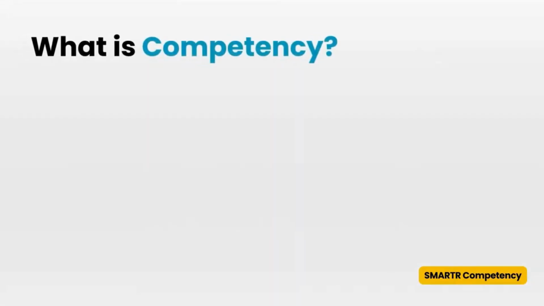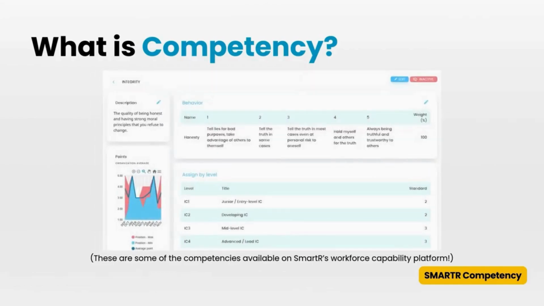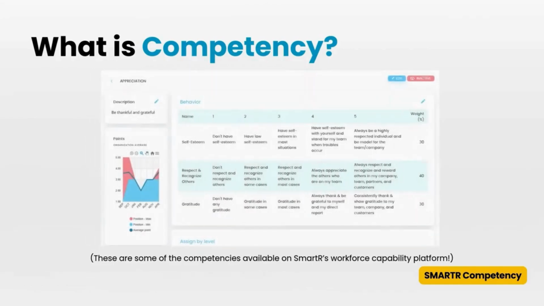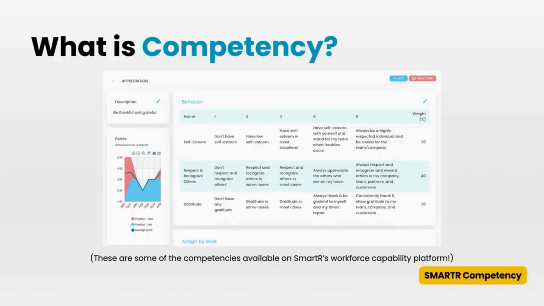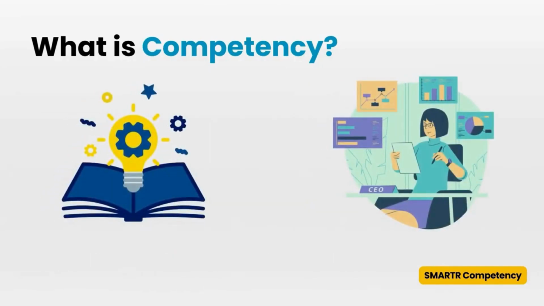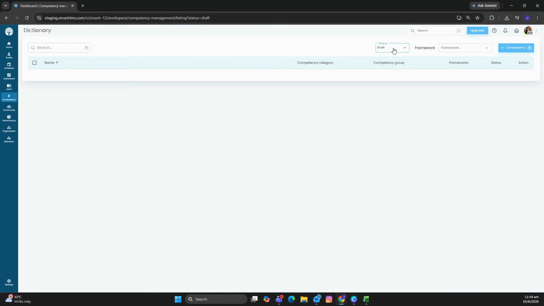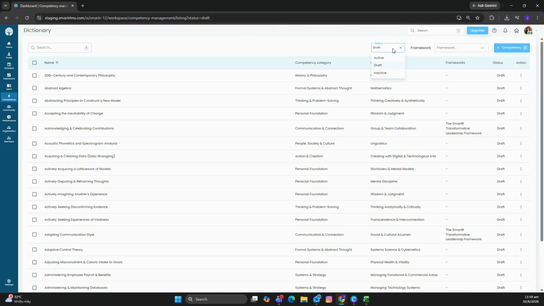What is a competency? It is a list of capabilities and behaviors created for a specific job role with clear, detailed descriptions. Now I will be showing you what is inside the Competency tab. To create a new competency, click on the Competency button. But before that, you may click on the Status dropdown to see which ones are active, draft or inactive.